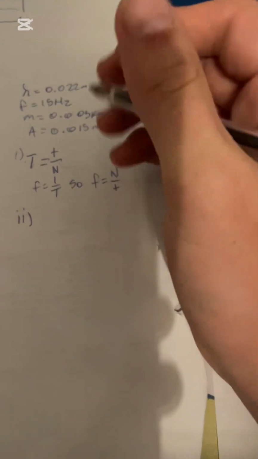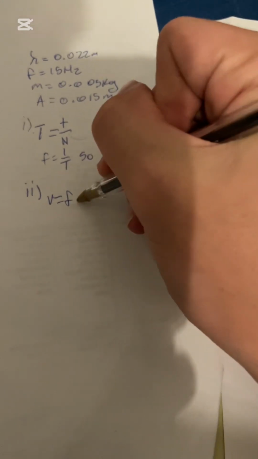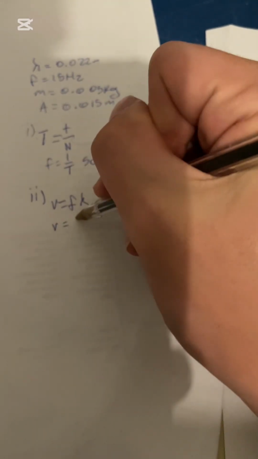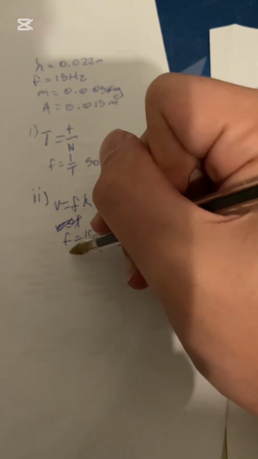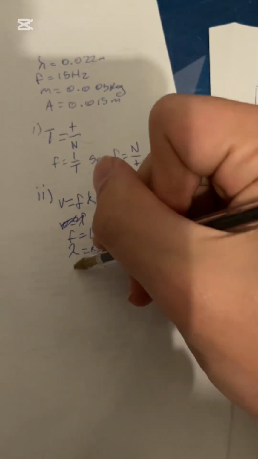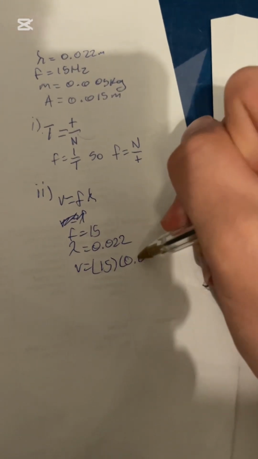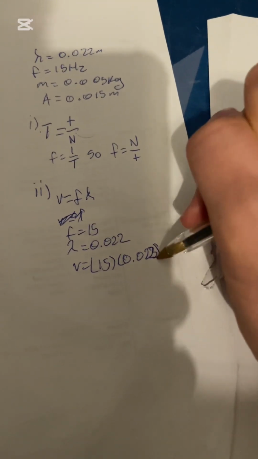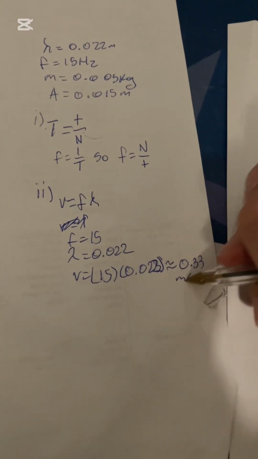Secondly, to find the velocity, I just use v is equal to f lambda. We know that f is 15 and lambda is 0.022, so v would be equal to 15 times 0.022, which is approximately equal to 0.33 meters per second, to two significant figures.